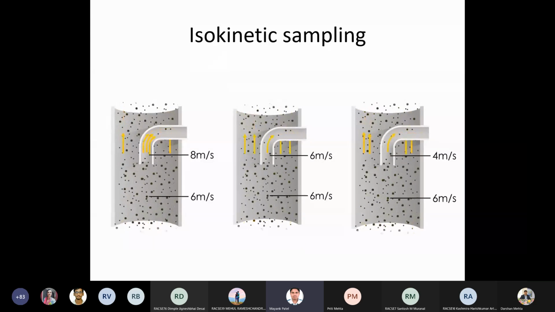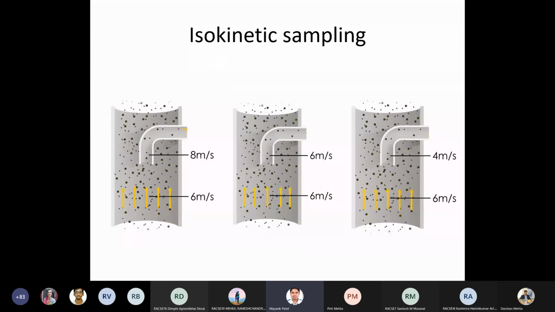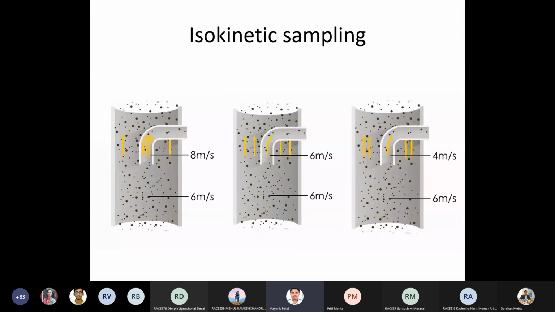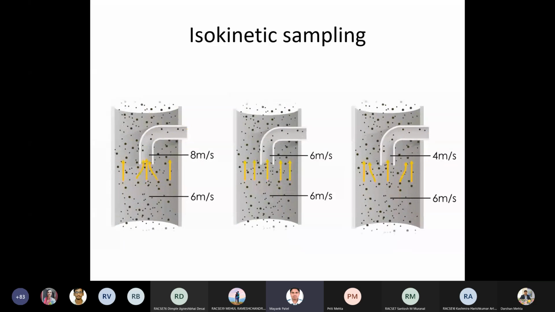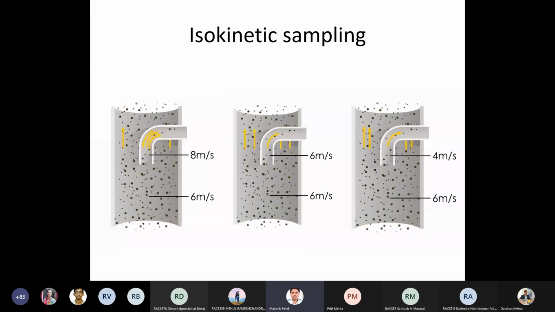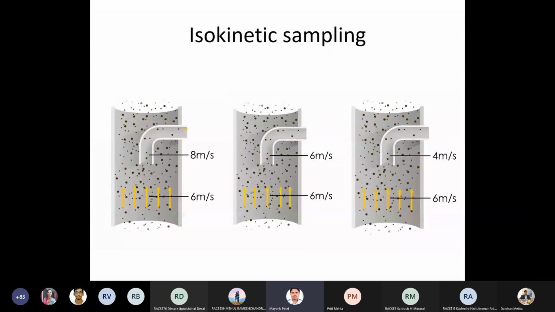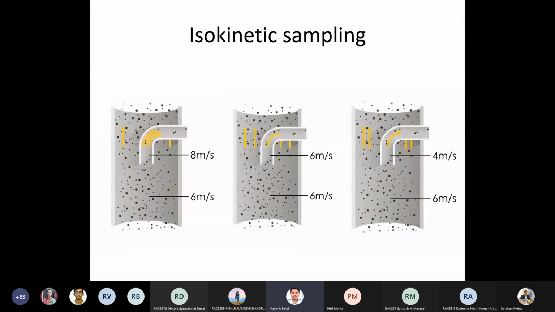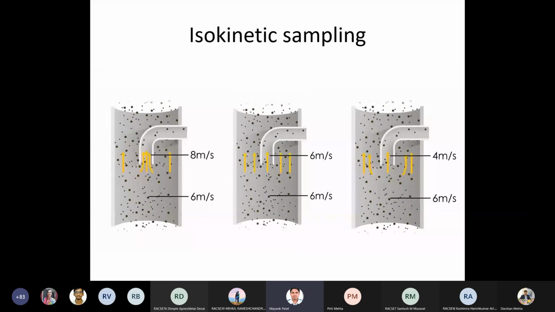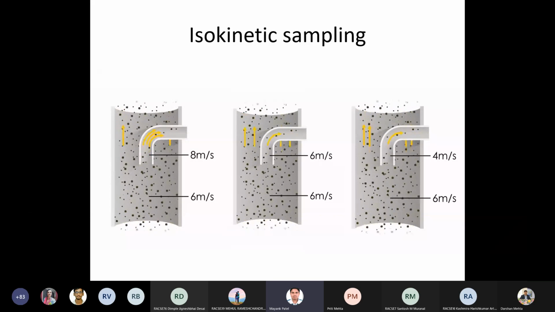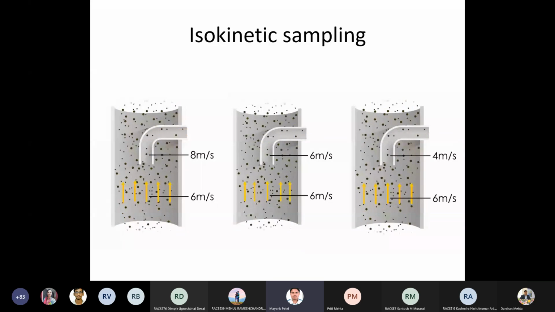Whereas if there is more concentration of particulate matter within this stack, and you are sampling at a lower velocity, right, at that particular time less amount of particulate matter will enter your thimble, and that will give you a lower weight at the end of this monitoring. So this should not happen.